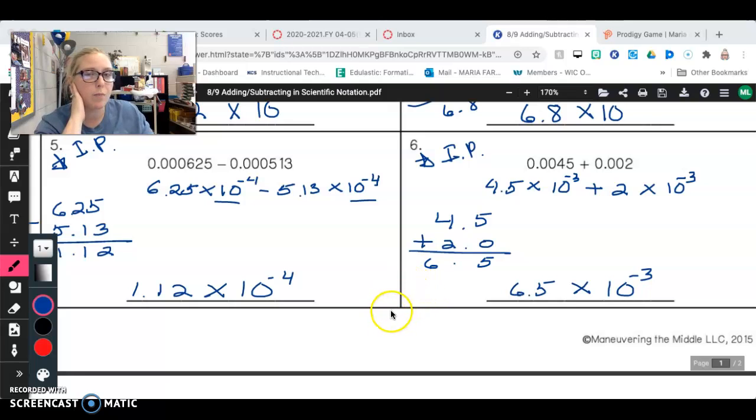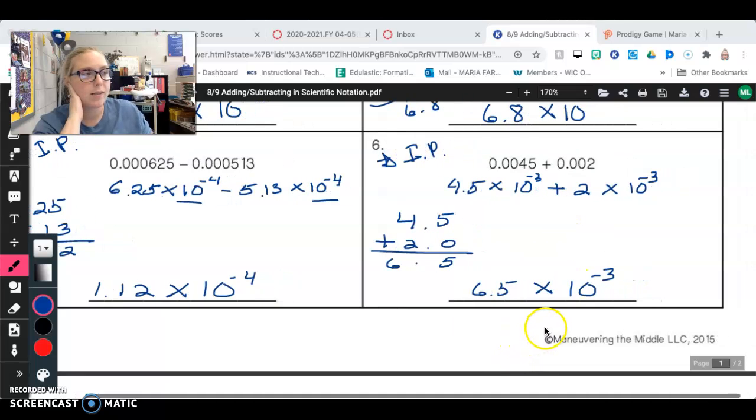Some classes had a little bit more than others to do, so I'm going to make sure I cover all the problems that any class might have had as homework. For number 5 and number 6, I know one of my classes had both of those problems as homework. Make sure you show that you put the numbers in scientific notation and that you did the subtraction over here on the side by lining up your decimals. The answer was 1.12 times 10 to the negative 4th power.